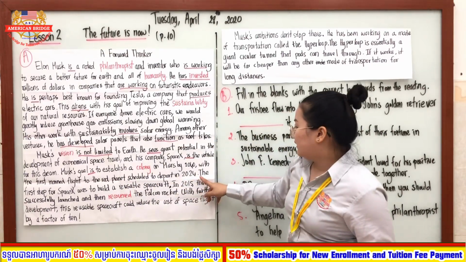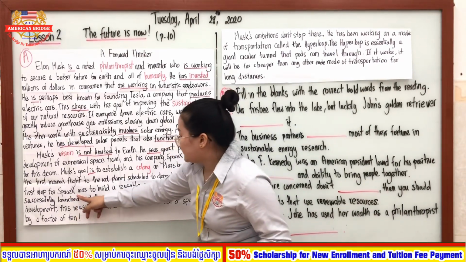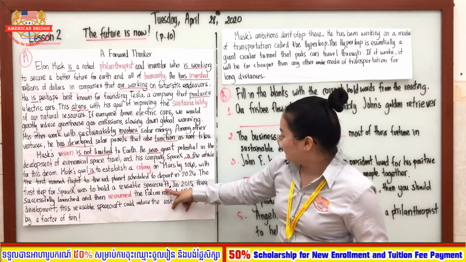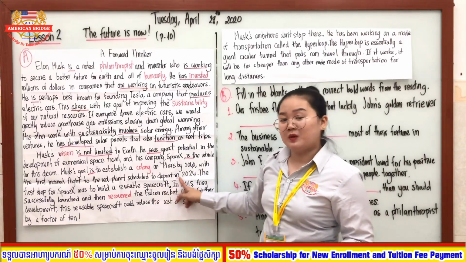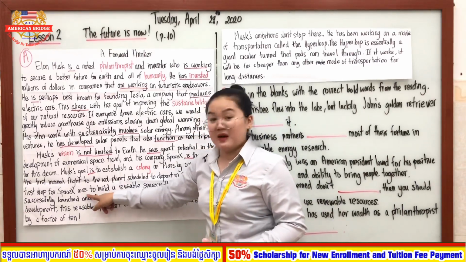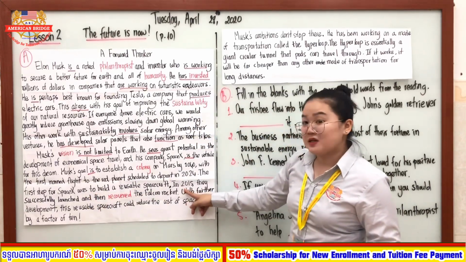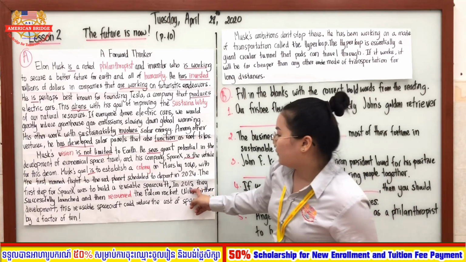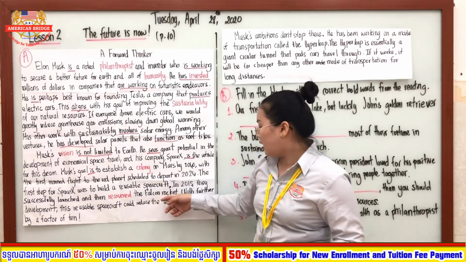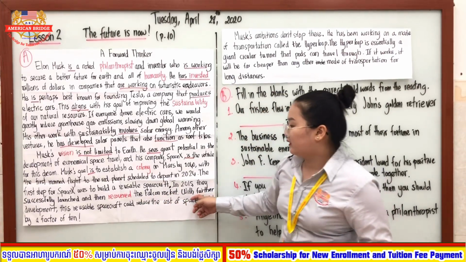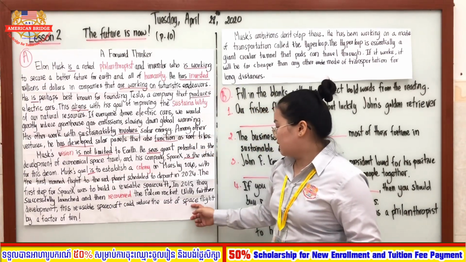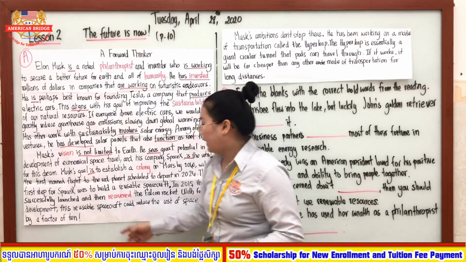Next, the first step for SpaceX was to build a reusable spacecraft. Is there any present tense verb you can find? I believe no, right? Because they use past tense in this sentence. In 2015, they successfully launched and then recovered the Falcon rocket. With further development, this reusable spacecraft could reduce the cost of spaceflight by a factor of 10.